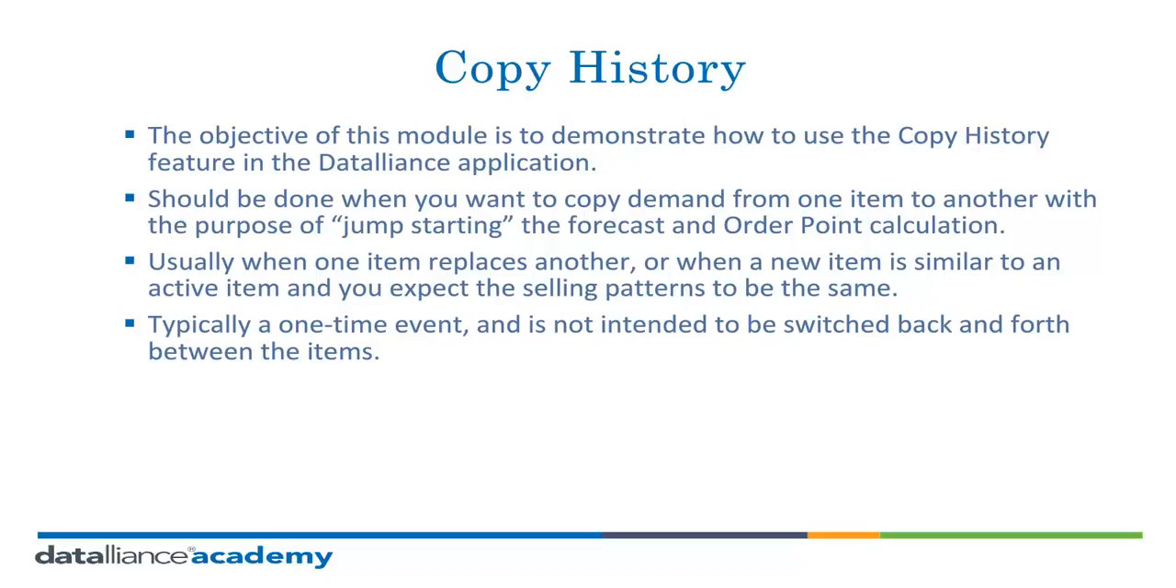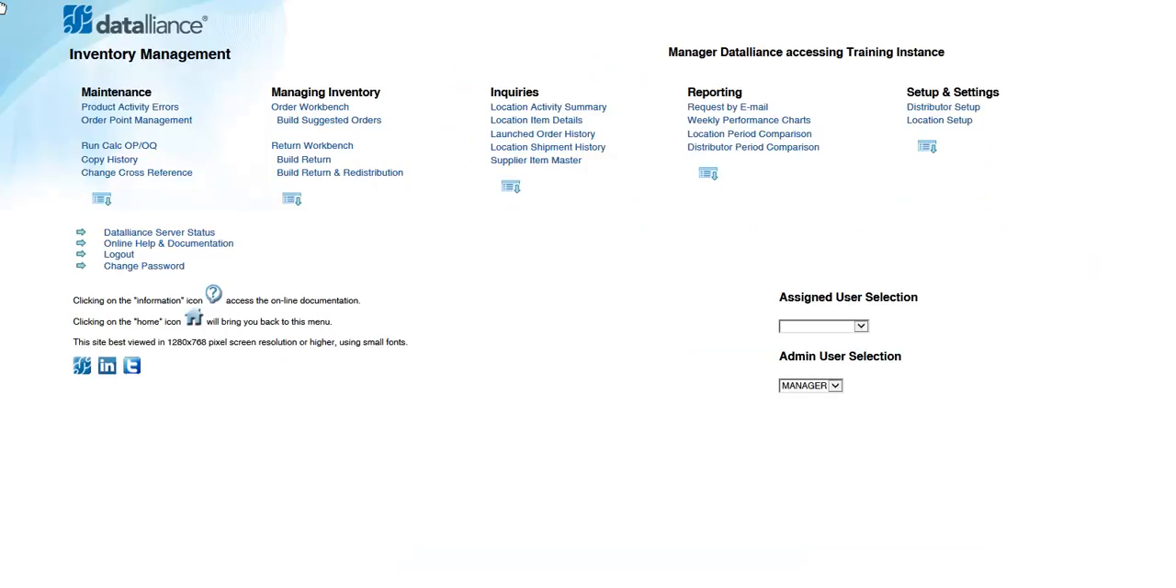Usually this is done when one item replaces another, or when a new item is similar to an active item and you expect the selling patterns to be the same. The new item will now have history to use as a base for ordering. In most cases, copying history is a one-time event and is not intended to be switched back and forth between the items. We begin this module on the DataLiance homepage.